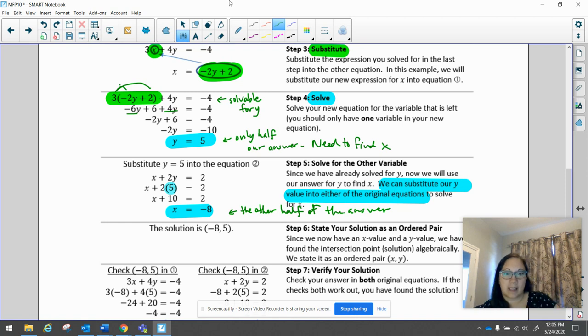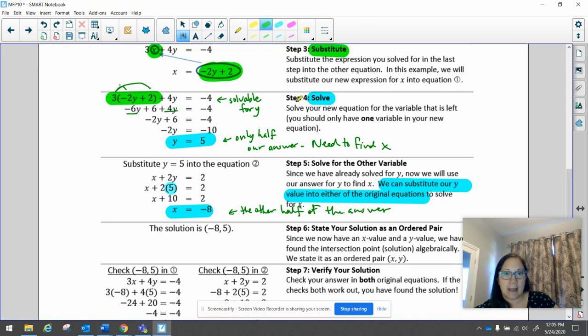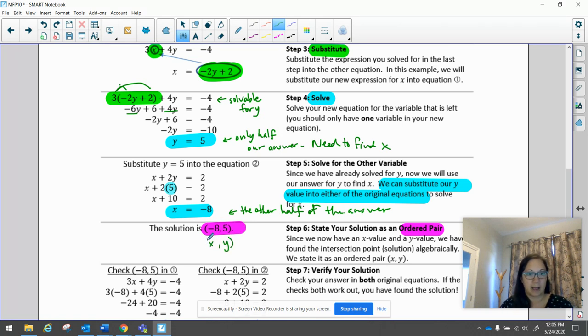Now, step 6 is something that people forget to do. They've done all this great work, and then you have to remember you're going to state your solution as an ordered pair, which means it has an x and a y value. Which one goes first and which one goes second? Well, x is always written first. Even though we found y first, we're going to write the x first and then the y second. And so it always goes in that order.